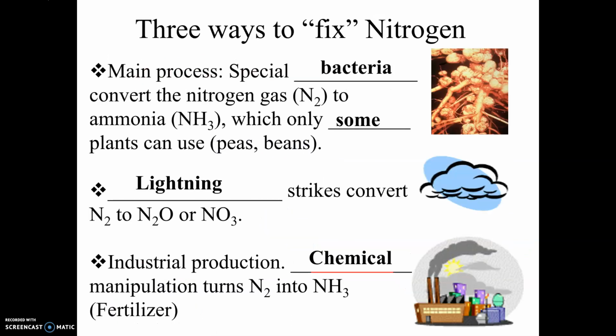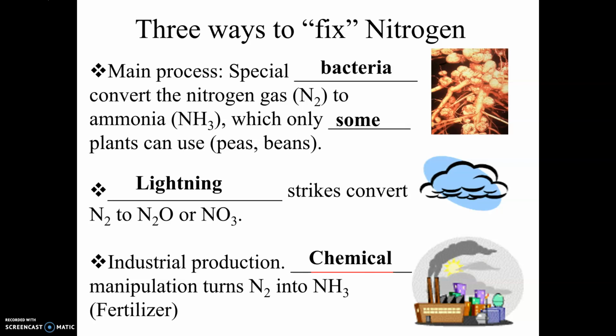Now, there are 3 different ways that we can fix nitrogen. The first way is through a special bacteria that can convert nitrogen gas to ammonia. This only occurs in some plants like peas and beans. Those are called legumes. And so this process of fixing nitrogen doesn't help all the plants on Earth. The second way is through lightning. When lightning strikes, it converts that atmospheric nitrogen into nitrates or nitrous oxide, which are forms that plants and animals can use. The third way is through industrial production.